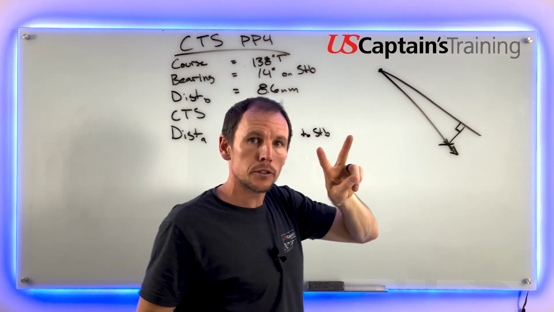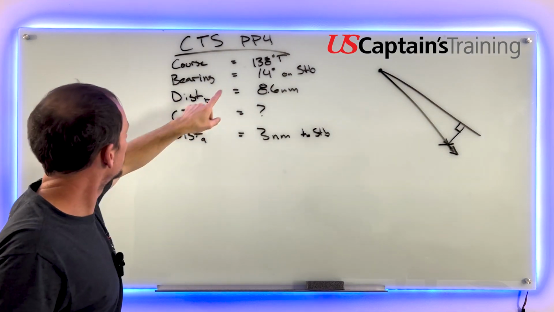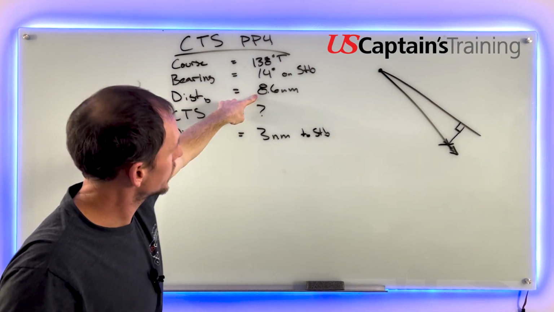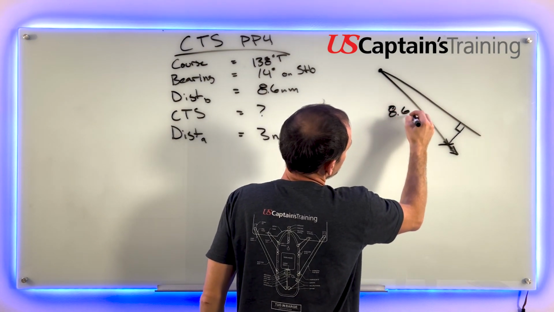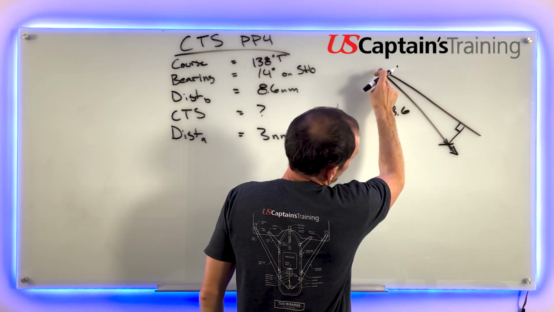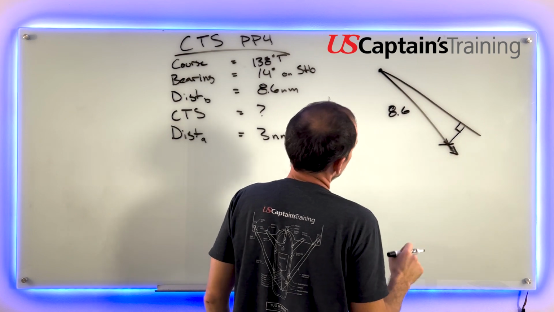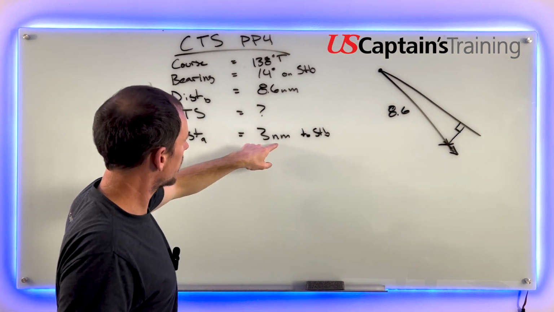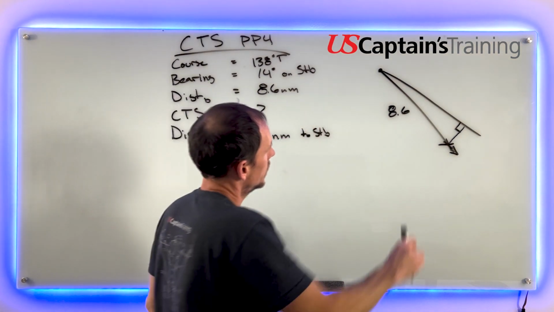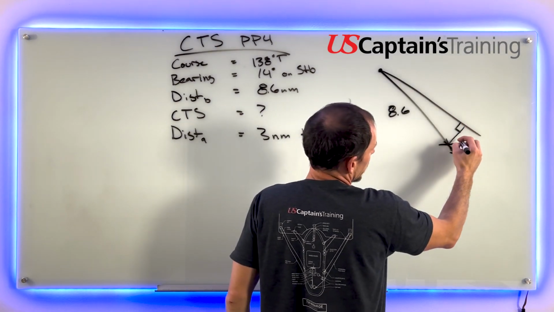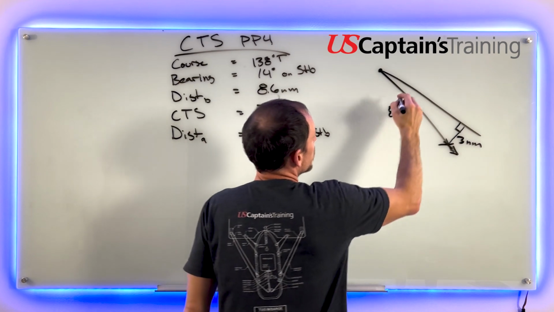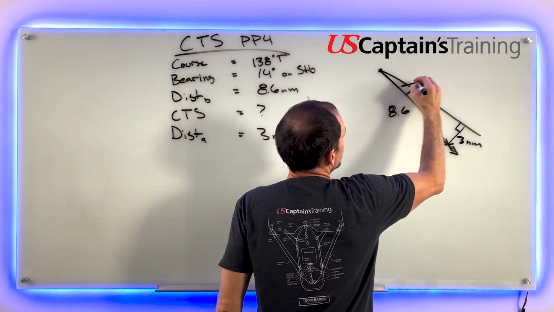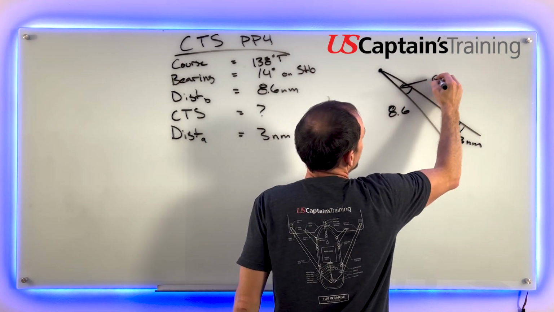And now we're given 2 sides of this triangle. 8.6 miles to the bearing. So we have 8.6 miles from where we saw it to that light. And then we have 3 nautical miles to starboard. Boom, 3 nautical miles to starboard. What we really want to find, though, is this angle. We're going to call this angle theta.